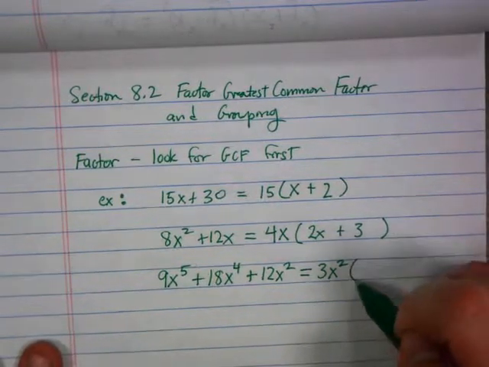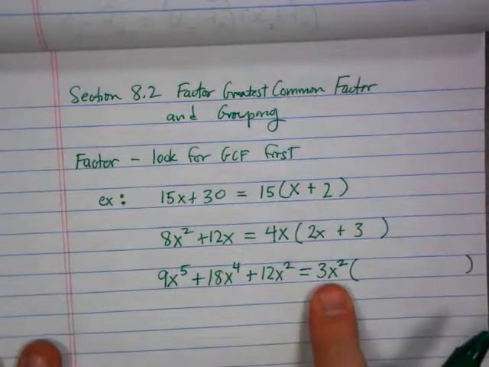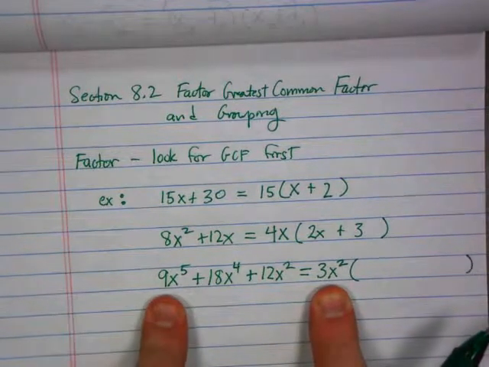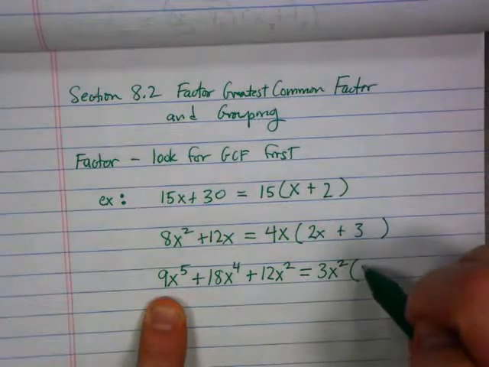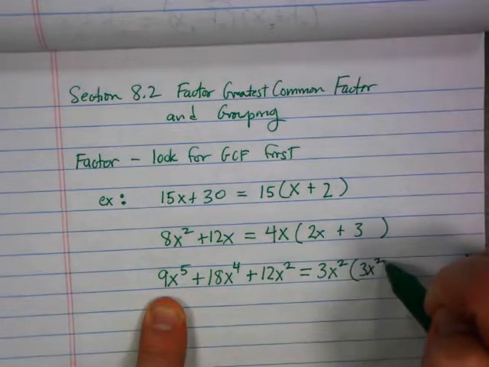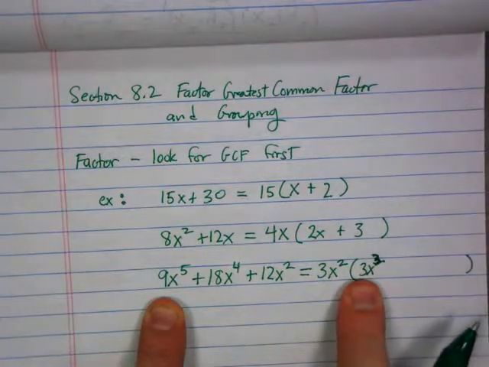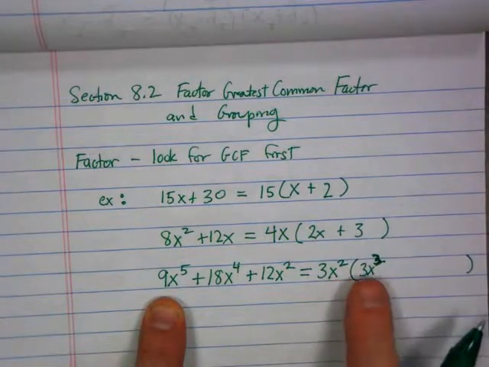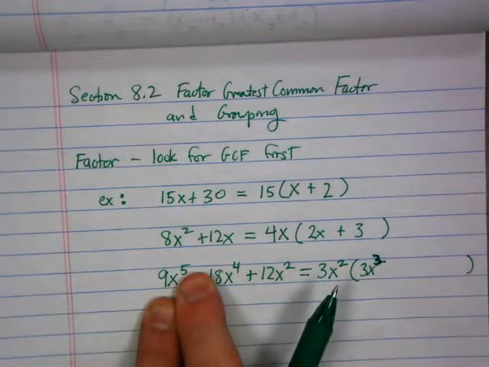All right, so now I put my parentheses. I've got a 3x squared. I need a 9x to the 5th, which means I need a 3x cubed. Why 3x cubed? 2 plus 3 equals 5. Right, because 3 times 3 gives me 9. And then when I multiply x squared times x cubed, I add my powers, I get 5 x's altogether. That's x to the 5th.